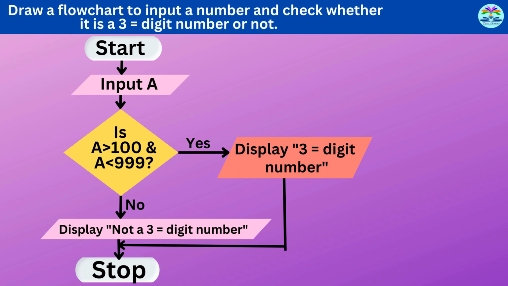So within the diamond shape we make a condition: is A greater than or equal to 100 and A less than or equal to 999? If the condition is true, by using a parallelogram we display it's a 3-digit number, and then go out of the program or go to the stop point. If the condition is not yes, then we go to the no part, and in the no part by using a parallelogram we display it's not a 3-digit number, and we go out of the program or go to the end point of the program.